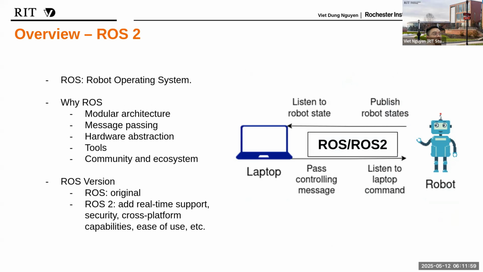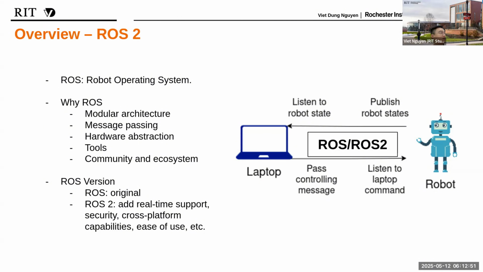So we will use ROS or ROS2 as a protocol for the communications between the laptop and the robots. ROS stands for the Robot Operating System. The reason why we use ROS is its modular architecture, and it has message passing where nodes communicate using a publish and subscribe or service call model. There's also hardware abstraction, which provides standard interfaces to sensors and actuators of the robots. And then there are different tools and a large community and ecosystem of software implemented in ROS and ROS2.